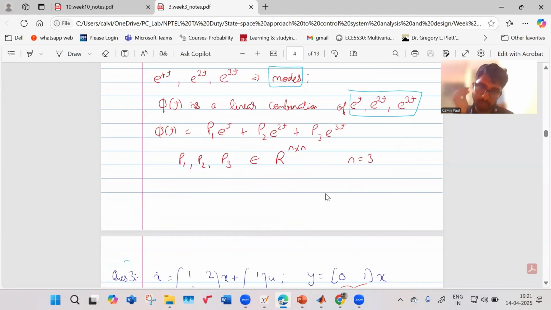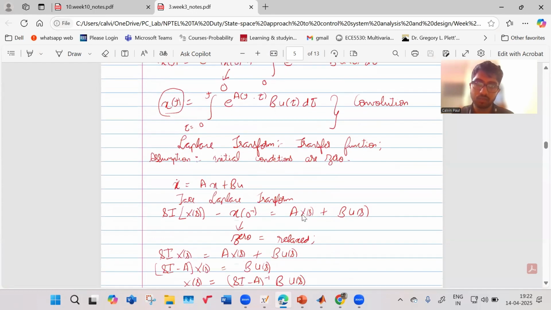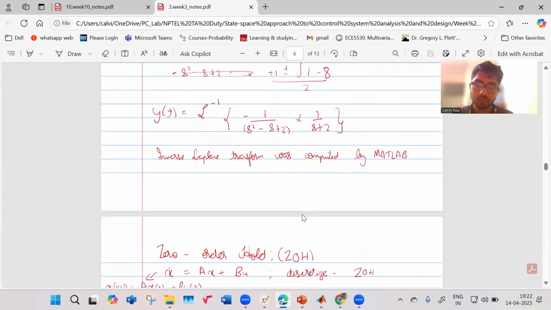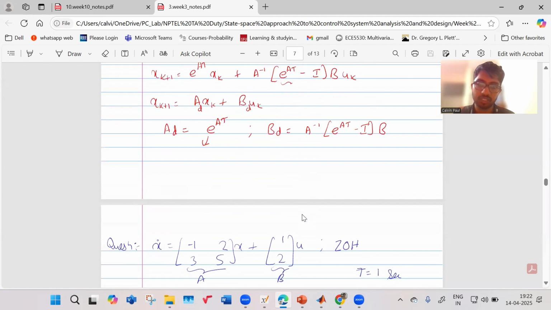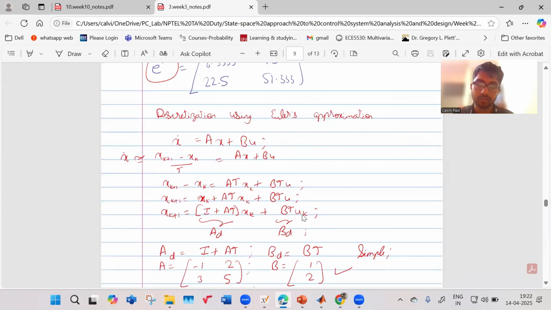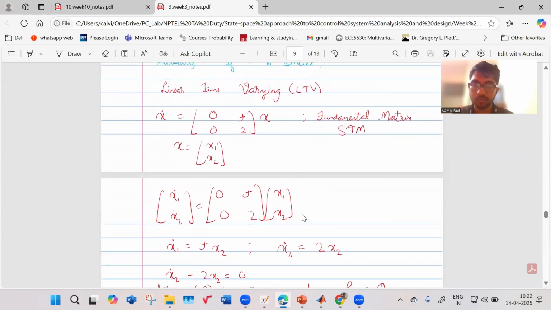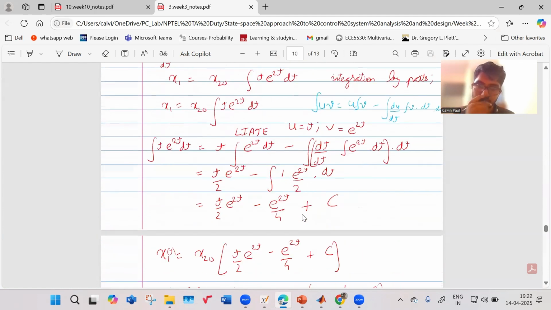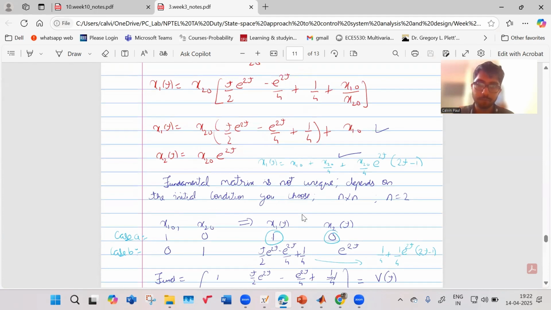Okay, Laplace transform. Okay, zero order hold rule for discretization, and so on. Okay, linear time varying systems. How do we tackle linear time varying systems?